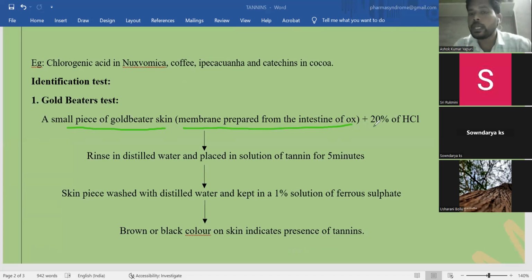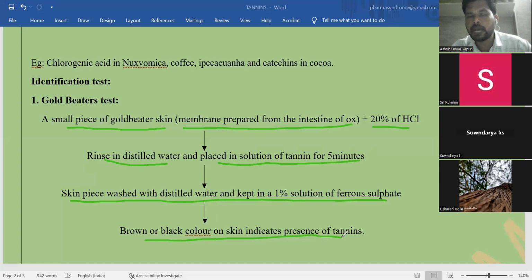Add 20% HCl. Rinse in distilled water and place in a solution of tannin for 5 minutes. Next, the skin piece is washed with distilled water and kept in 1% solution of ferrous sulfate. Brown or black color on the skin indicates the presence of tannins.